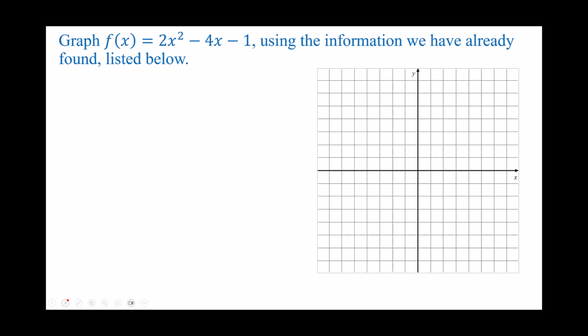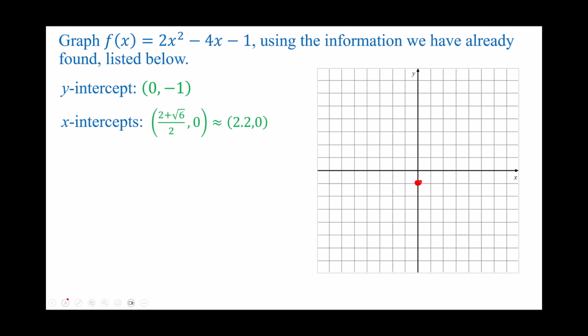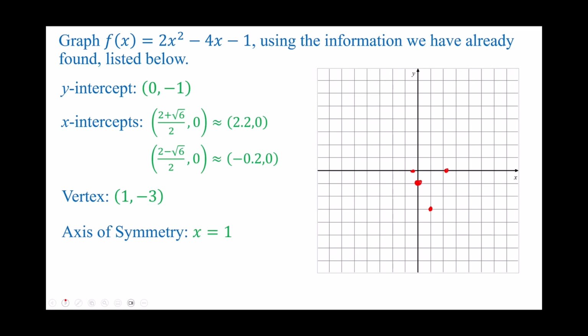Now let's graph this. So using all the information that we already have, we found that the y-intercept is negative 1. We found that the x-intercepts are, well, one is 2 plus square root of 6 over 2, which is about 2.2. And the other x-intercept ends up being about negative 0.2. Our vertex is the point (1, negative 3). And our axis of symmetry is that line x equals 1.